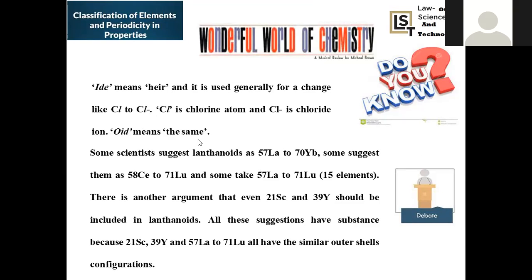So here OID means the same. OID, metalloid. We can term this OID for metalloids, where there is a resemblance with the properties of metals, but not exactly. That kind of terminology will be incorporated in the modern periodic table.